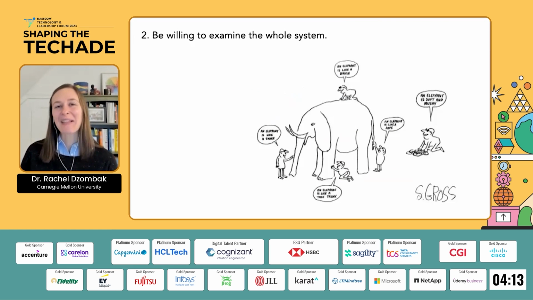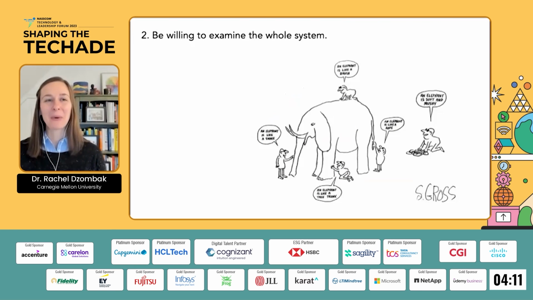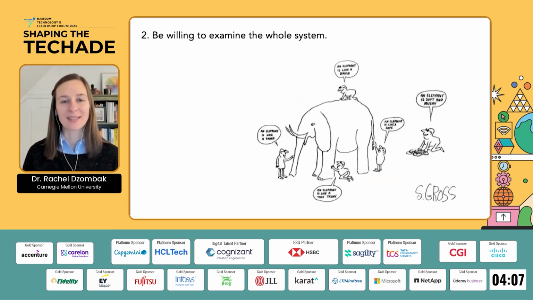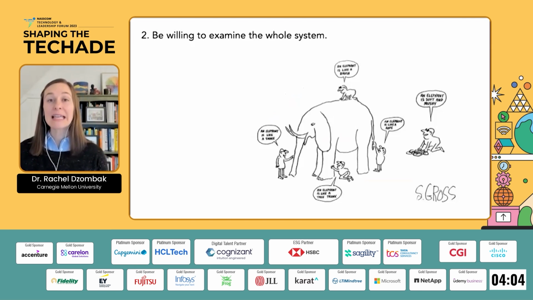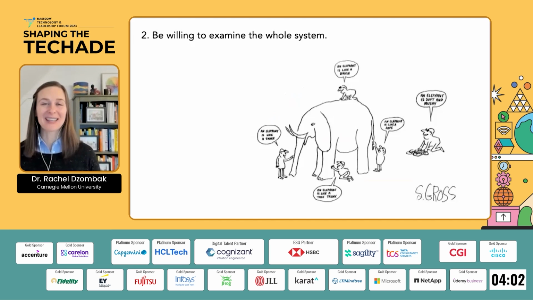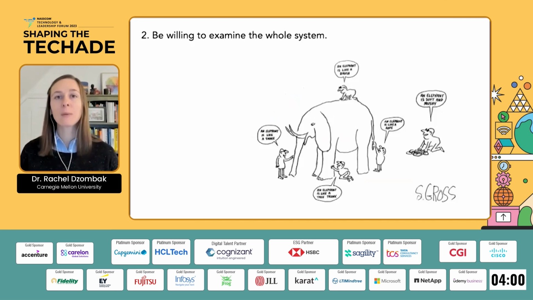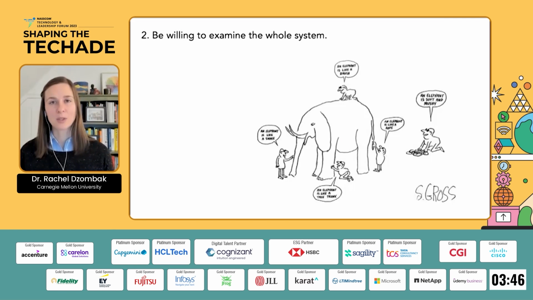So the next element that is critically important is to think about being willing to examine the whole system. It's easy to, or desirable to think about, how can we simplify? How can we draw a tight bounding box around what it is that we're doing? But instead, that often is insufficient for the types of problems that we're trying to solve. And teams and leaders have to be willing to see the multiple dimensions of the problem that they're working on at a given time.